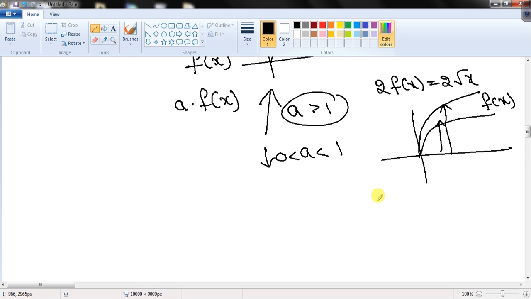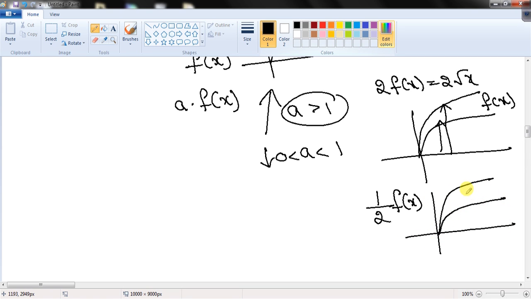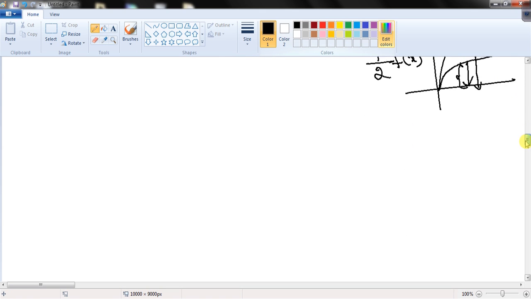If a is less than 1 and lies between 0 and 1, say half of f of x. So if this is the graph of f of x, the graph of 1 by 2 of f of x, you can see vertically the height is decreasing. This is the height of f of x, but this is the only height. So 1 by 2 f of x is vertical compression, and 2 times f of x is vertical stretch.